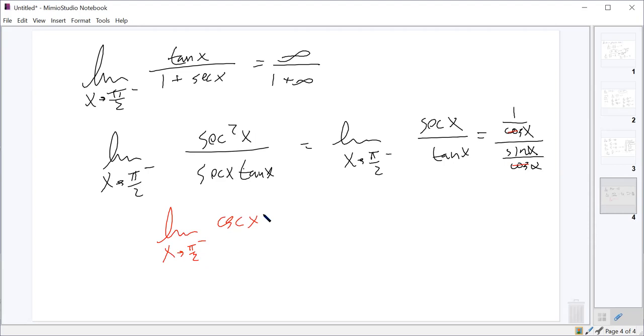And what's the cosecant of x at pi over 2? You should know those values. Oh, good. You guys do know those values. It should be 1. Good? Feeling all right about that? Okay.